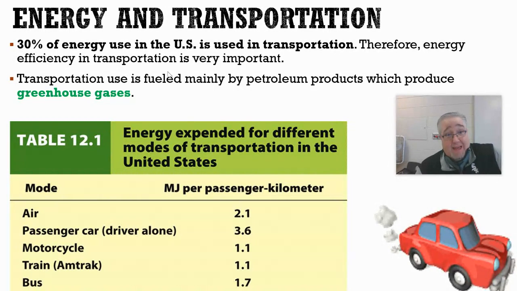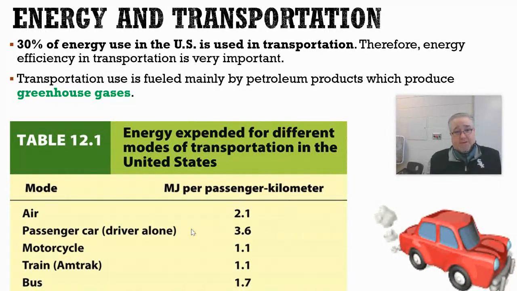30% of all the energy in the United States is just used for us to get from point A to point B. Now, how do we travel? Car, bus, motorcycle, airplane, whatever. There's different methods of transportation, but pretty much every single one of them utilizes a lot of petroleum, a lot of oil, a lot of gas, which does produce greenhouse gases.